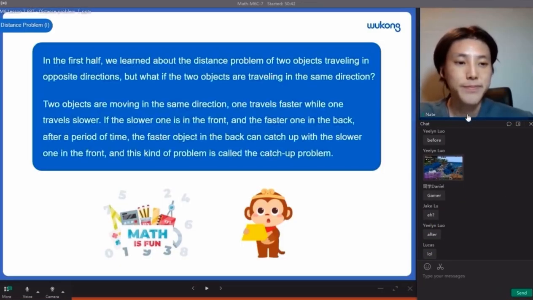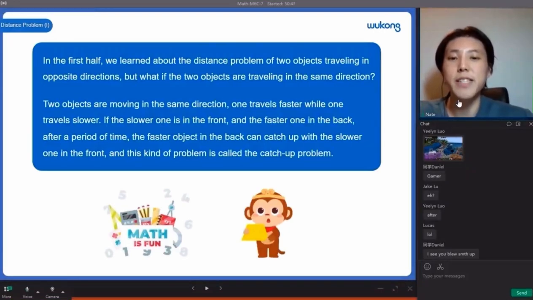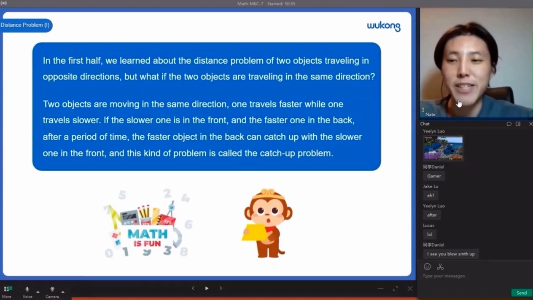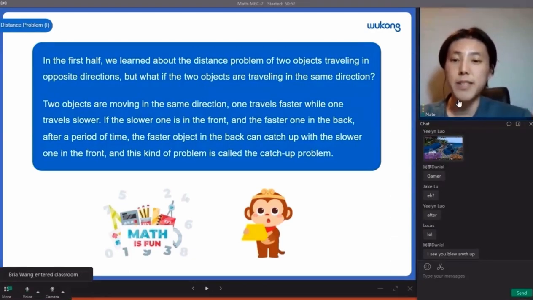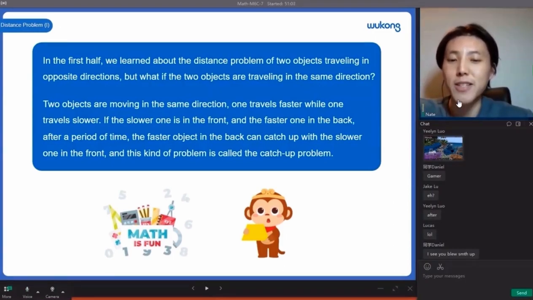In the first half, we have learned about the distance problem of two objects traveling in opposite directions. But what if the two objects are traveling in the same direction? Two objects are moving in the same direction, one travels faster while one travels slower. If the slow one is in the front and the faster one is in the back, after a period of time, the faster object in the back can catch up with the slow one in the front. And this kind of problem is called the catch-up problem.